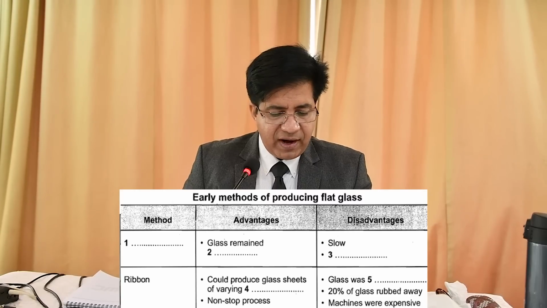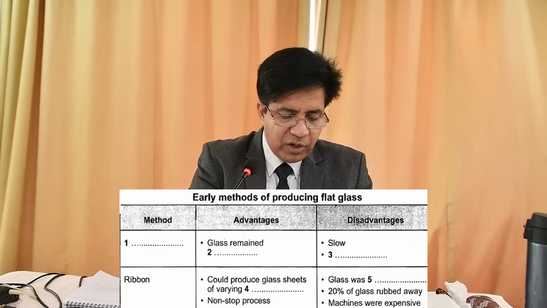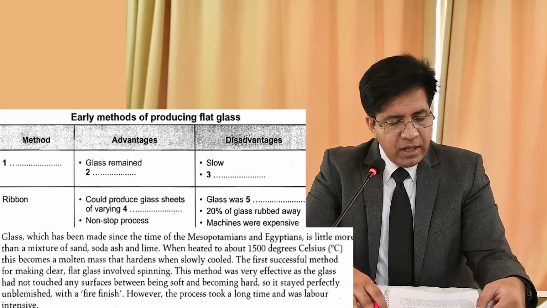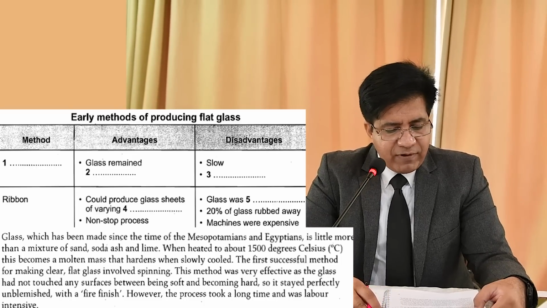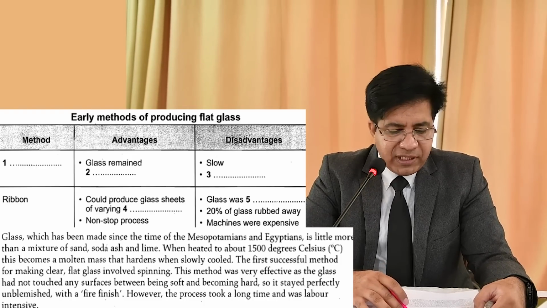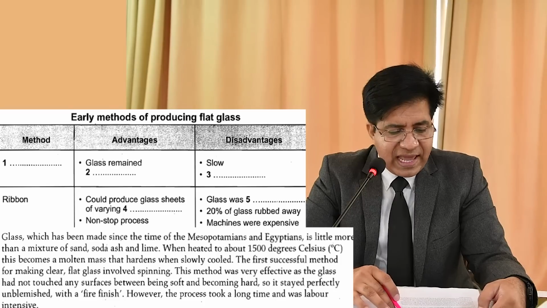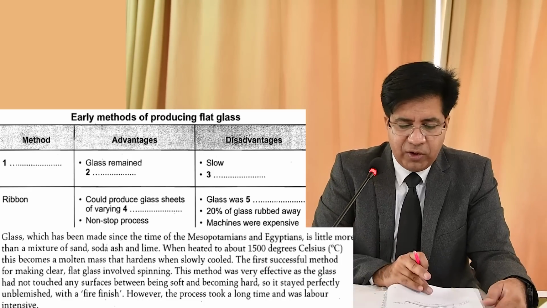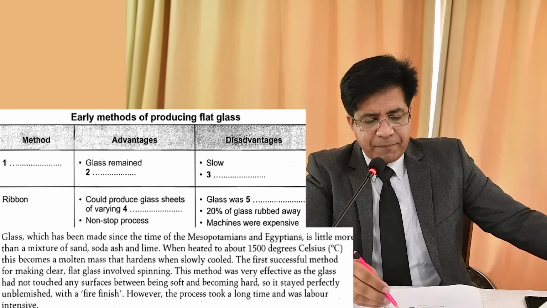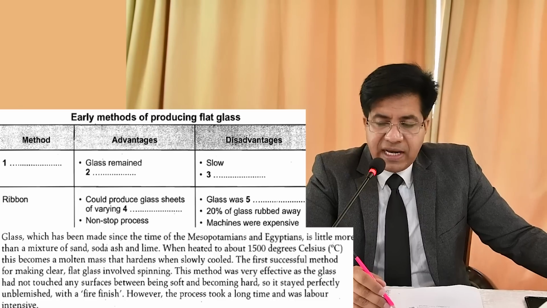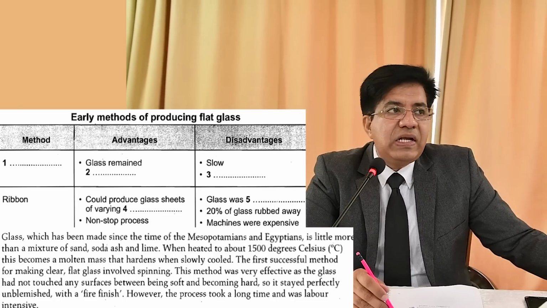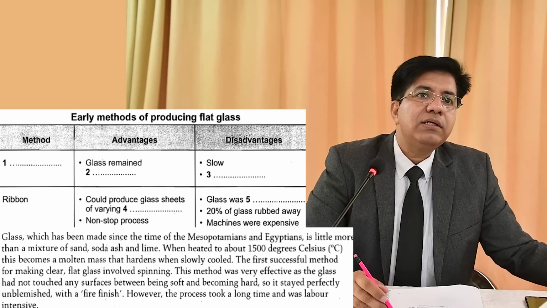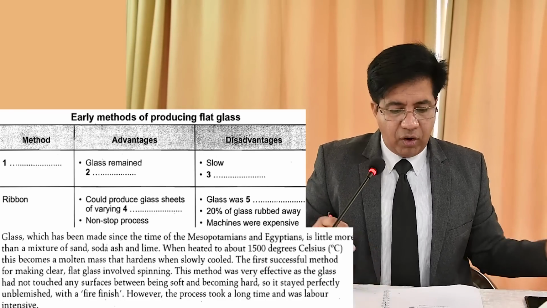Question number 3, disadvantages. One disadvantage is it was slow. Now second disadvantage, please come back. Same paragraph. With a fire finish, however, the process took long time. That means slow, and was labor intensive. Right? Labor intensive. First thing is slow. Now, as they have written one word up there, you can write labor intensive or you can only write labor. Both ways it is correct. Is this fine? See, the questions and answers are coming in order.